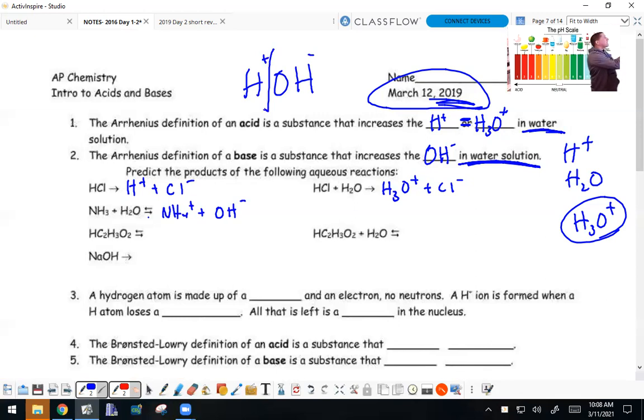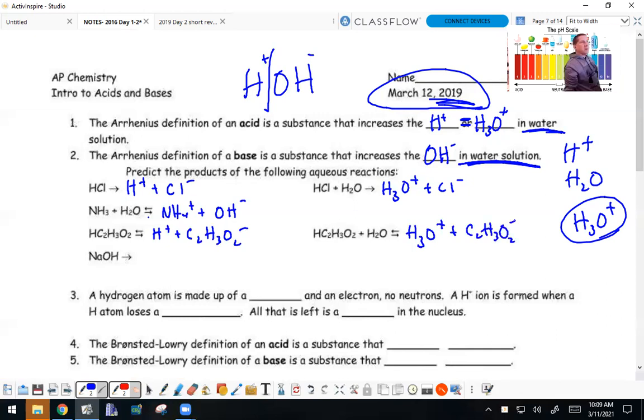Here's another acid. This is an organic acid, and we just get H plus and C2H3O2 minus, the acetate ion. If we add it to water, the difference is you get H3O plus, again synonymous with each other. This is the one that you'll see me do. When you have a hydroxide base, you can't add it to water because then the balancing just doesn't work out. So you just get ions.